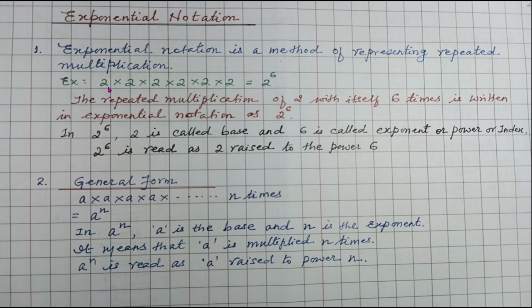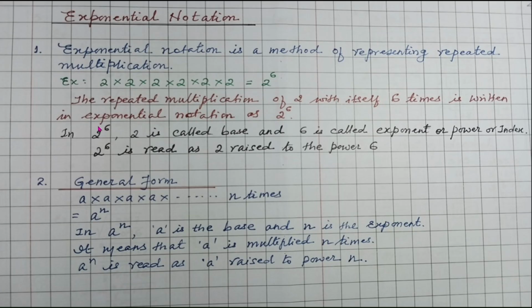Instead of saying that 2 is multiplied 6 times, there is repeated multiplication of 2 6 times, we can write it as 2 raised to 6. Now 2 raised to 6 is the exponential form of 2 having been multiplied 6 times. So the repeated multiplication of 2 with itself 6 times is written in exponential notation form as 2 raised to 6. In this, 2 is called the base and 6 is called the exponent or power or index.